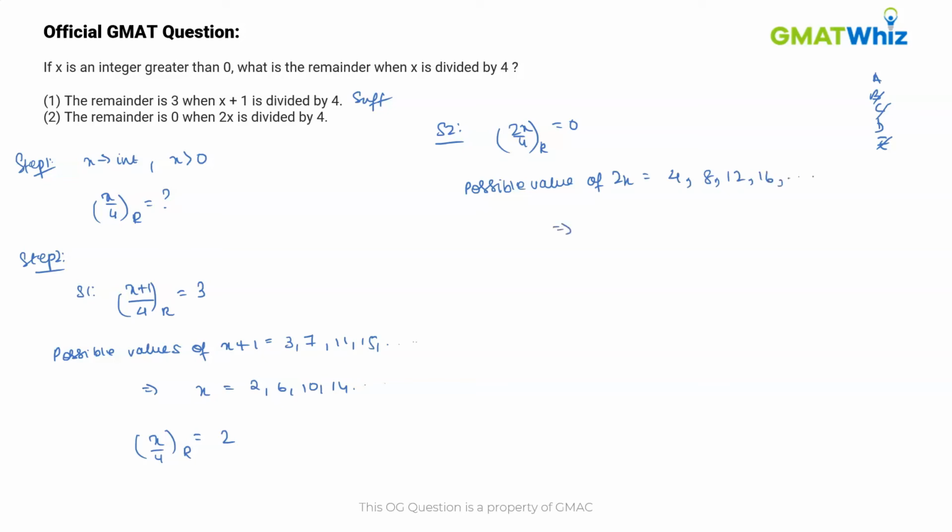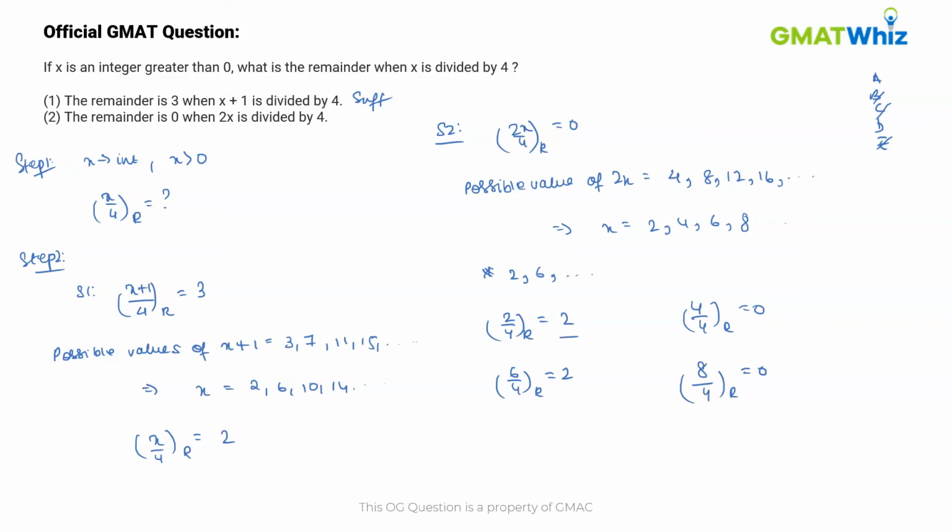Then this implies that the possible values of x can be equal to 2, 4, 6 and so on. Now, this does not give us a unique answer, because for the numbers 2 and 6, when 2 is divided by 4, the remainder equals 2, and when 6 is divided by 4, the remainder equals 2. But for the numbers 4 and 8, when we divide these by 4, the remainder equals 0.